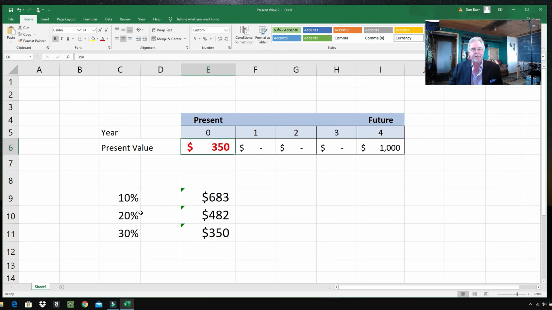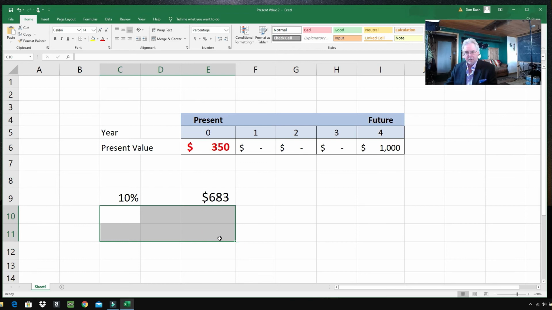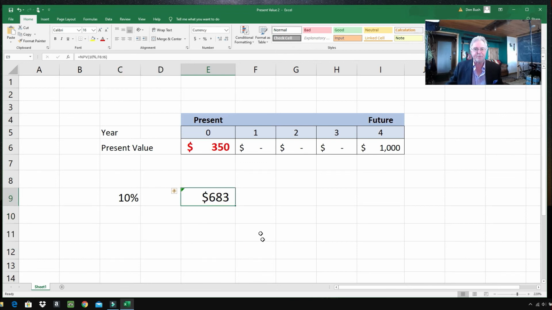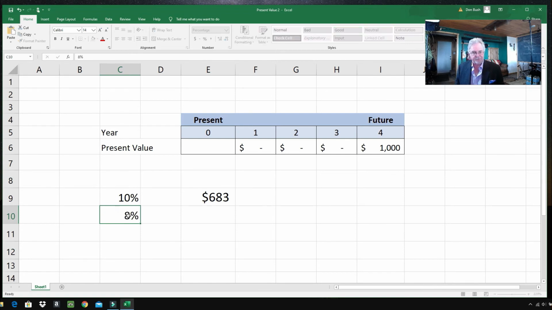So let's run another experiment. Let's see what happens when interest rates are dropping. So I'm going to erase this right here. And let's stay at 10% here for a moment. And I'll erase this here too. But let's say that interest rates are dropping. Interest rates are going to be 8%. There we are, 8%. Now, if you can recall what I just said, when interest rates fall, the present value should go up. So let's see if that's true.